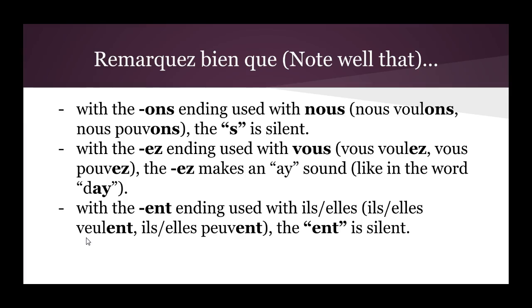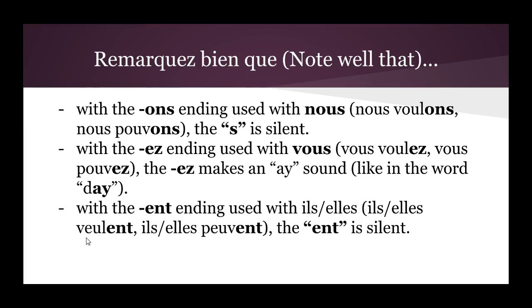With the O-N-S ending used with nous, nous voulons, nous pouvons, the S is silent. Le S is silent. Okay? Avec la terminaison EZ, avec vous, vous voulez, vous pouvez, le EZ fait un son A. Okay, so, with the EZ ending used with vous, like vous voulez, vous pouvez, the EZ makes an A sound, like in our English word, day.